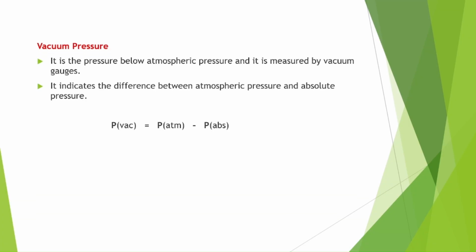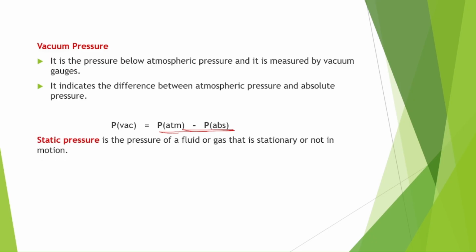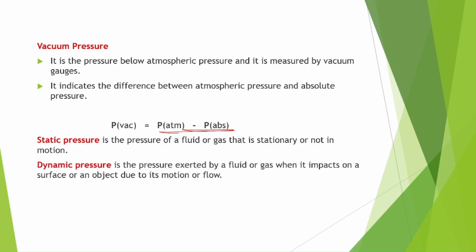And next we have vacuum pressure. It is the pressure below the atmospheric pressure and is measured by vacuum gauges. This is calculated by using atmospheric pressure minus absolute pressure. Along with this, we have static pressure, that is the pressure of a fluid or gas that is stationary or not in motion.